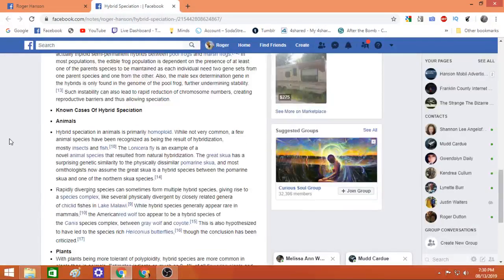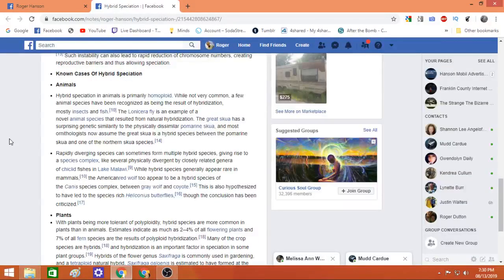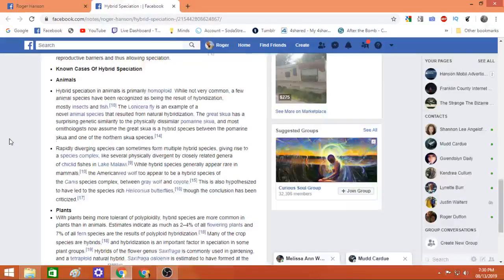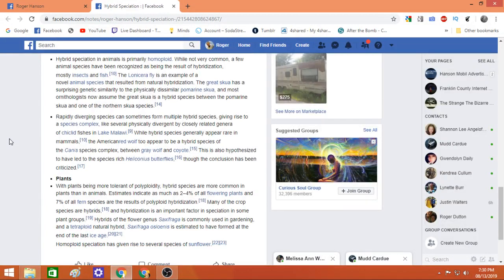Known cases of hybrid speciation. Animals. Hybrid speciation in animals is primarily homoploid. While not very common, a few animal species have been recognized as being the result of hybridization, mostly insects and fish. The Lenocera fly is an example of a novel animal species that resulted from natural hybridization.